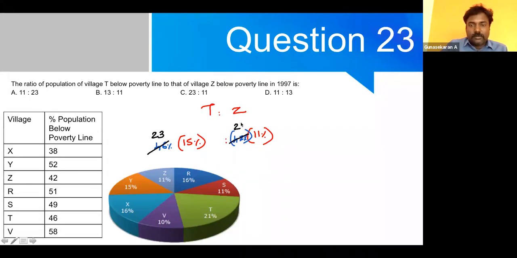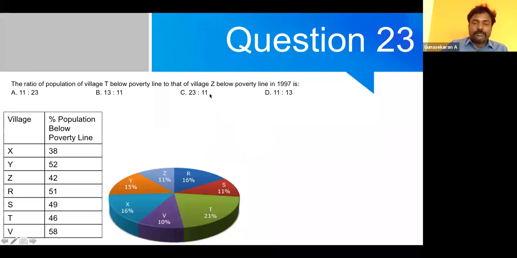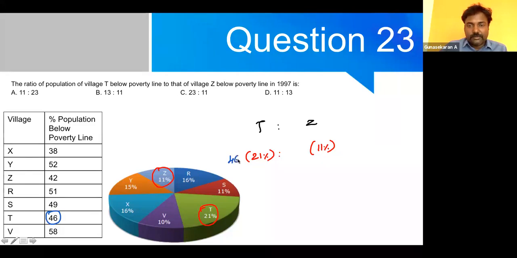23, 21, 5 times, 7 times. Village T, 21. T 21, sorry. Village T is to village Z. Village T population is 21%, village Z population is 11%. In that, village T BPL population is 46%, village Z BPL population is 42%.